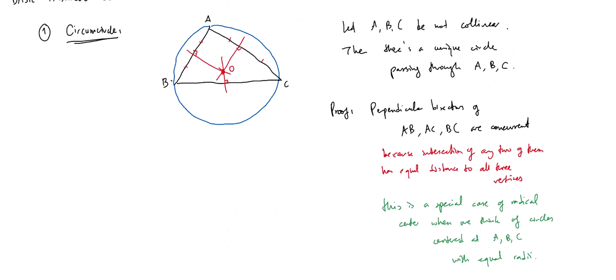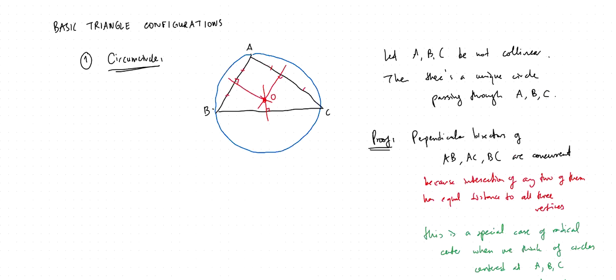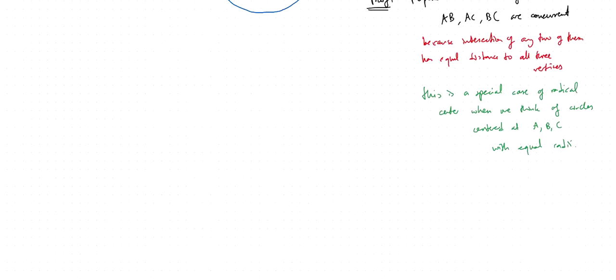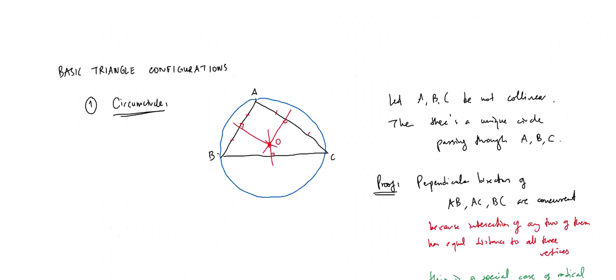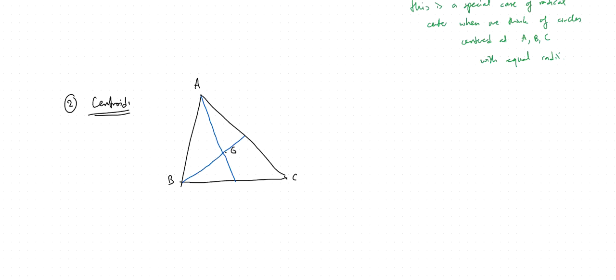Okay. The next thing I want to talk about is the centroid. Centroid is the point G such that AG, BG, CG are all medians. So all medians are concurrent. When you connect the vertices to the midpoints K, L, M, these are concurrent.